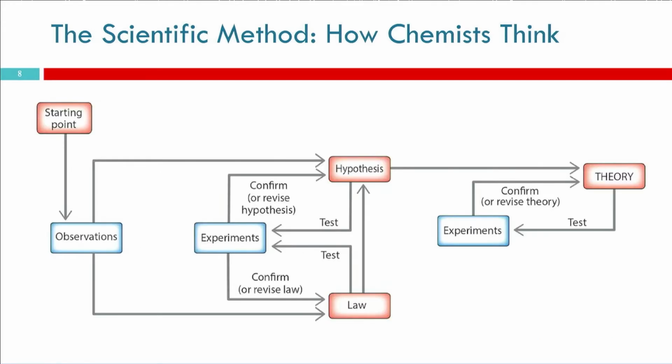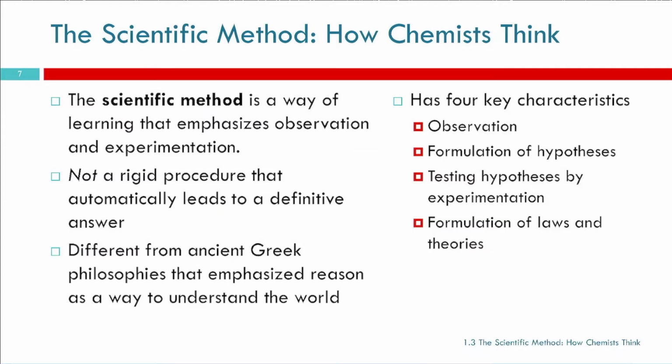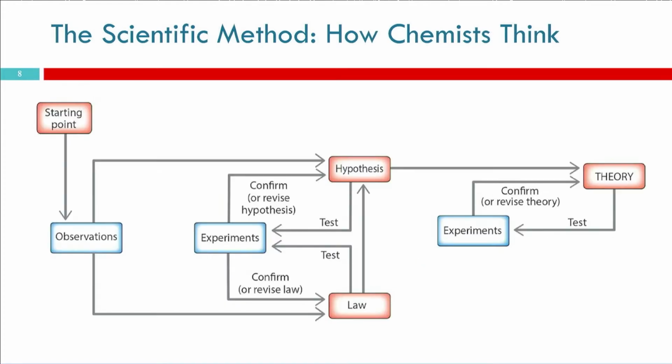So by testing these hypotheses, we can formulate laws and theories. Am I going too fast? Good? All right. This is pretty simple stuff. So our starting point then are these observations, right? We talked about onions and magnets, garlic and magnets.